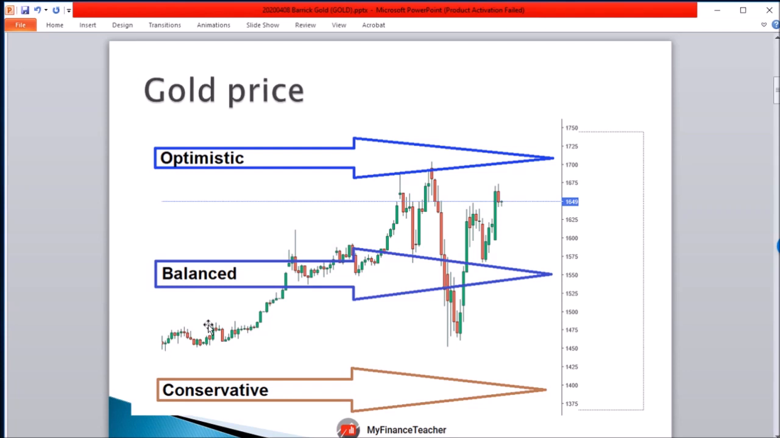Moving on to gold price, as I mentioned, we're going to look at three scenarios: conservative, balanced, and optimistic. And even the balanced scenario is leaning more towards conservative because the price I'm going to use for the balanced scenario is $1,550, which is $100 below the current gold price at the moment. The price for the conservative scenario is 10% below the price of the balanced scenario, which is $1,395. And the price in the optimistic scenario is 10% above the price in the balanced scenario, which is $1,705.